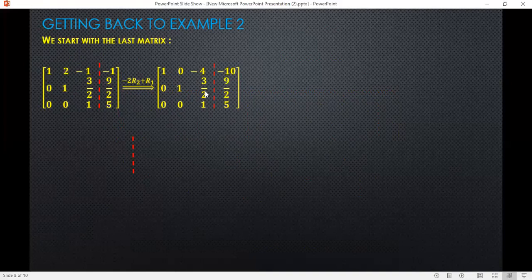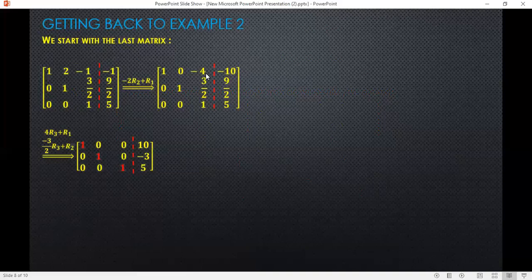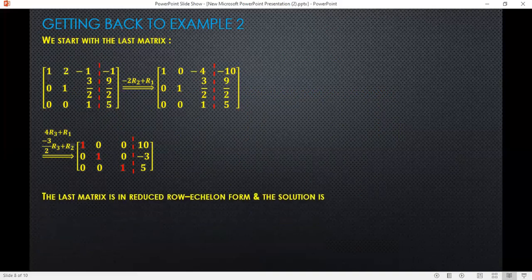Then after that, I'm going to multiply the third row by -3 over 2 and add it to the second one, and also multiply the third one by 4 and add it to the first row to wipe out -4 and wipe out 3 over 2. Then the third one is still the same, and the second and the first ones are converted into this figure.